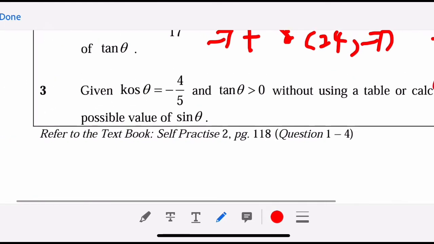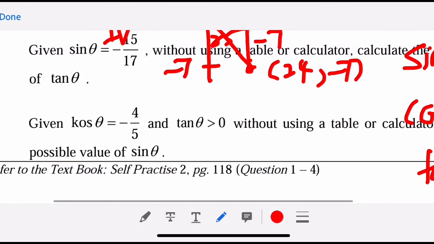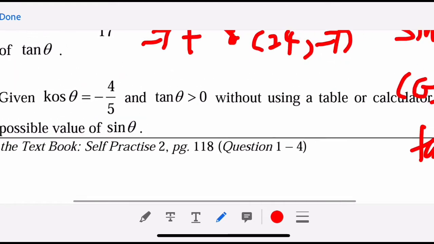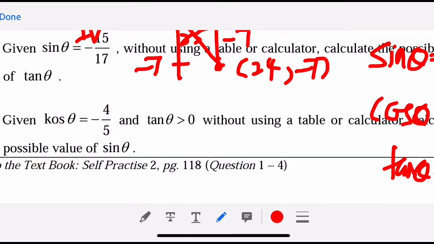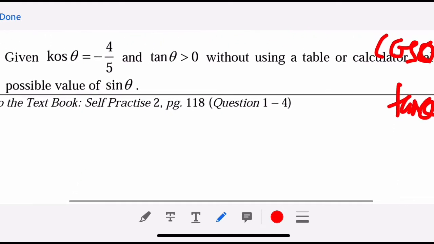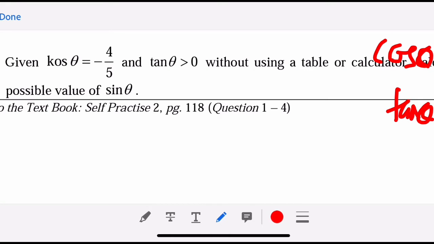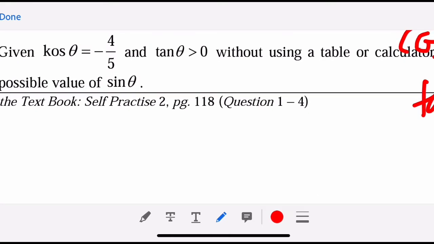Okay, let's see question number 2. Calculate the, okay, this one. We know that for every trigo ratio, if it is positive, we get two answers, right? Okay, we do number 3.